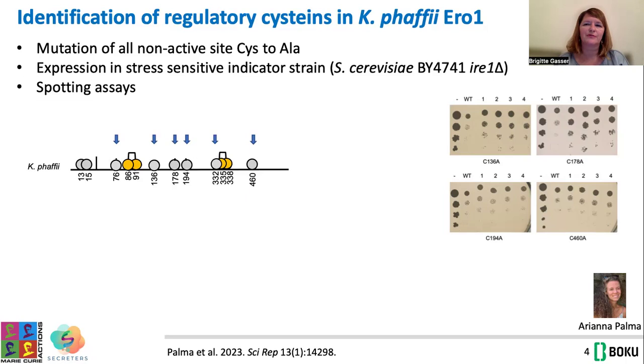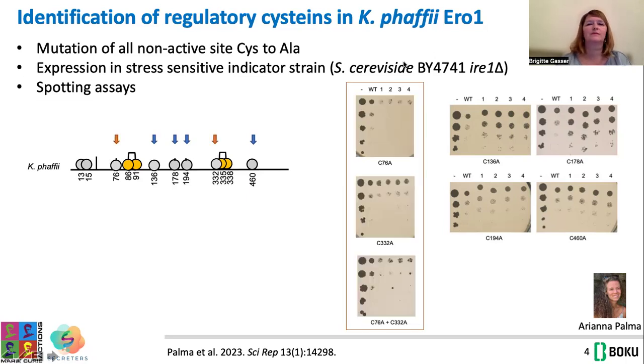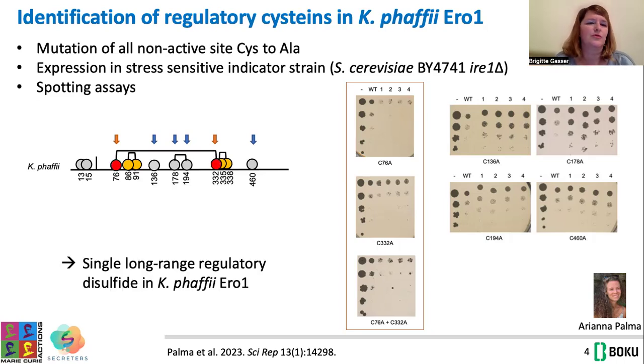And these are not the regulatory cysteines, but for two cysteines indicated here in orange, cysteine 76 and cysteine 332, you see that clearly growth is totally inhibited when you overexpress them, indicating that this is really the regulatory disulfide bond. And we could confirm that there is a single long-range regulatory disulfide in Komagataella ERO1. I can also tell you when you overexpress the same isoforms in Pichia, nothing is really happening, indicating it's just not as stress sensitive, or it seems to be more tightly regulated maybe than the cerevisiae one.